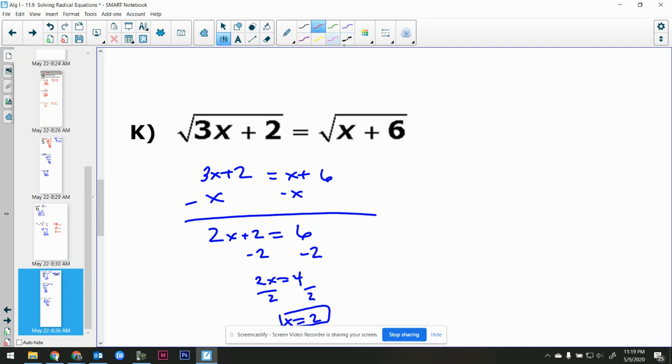Let's check our answer on this one. Why not? It's the last one. So I get 3 times 2 plus 2. Is that the same as 2 plus 6? So that gives me 3 times 2 is 6, plus 2 is 8. Checks out. Good.